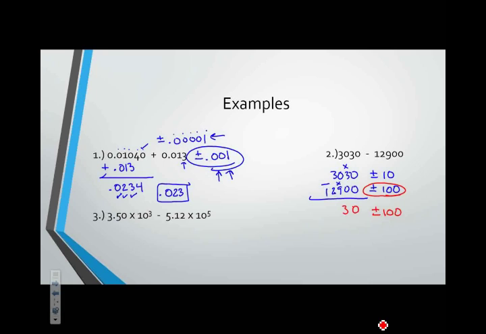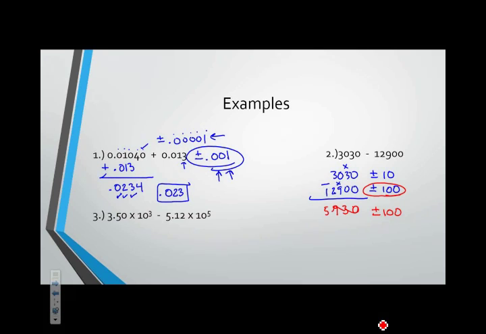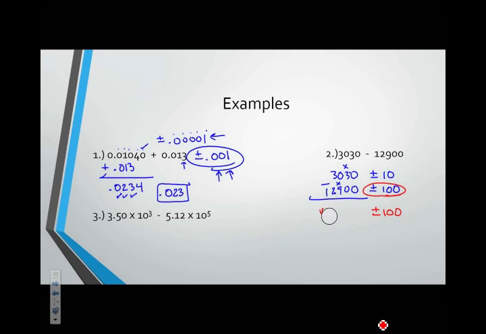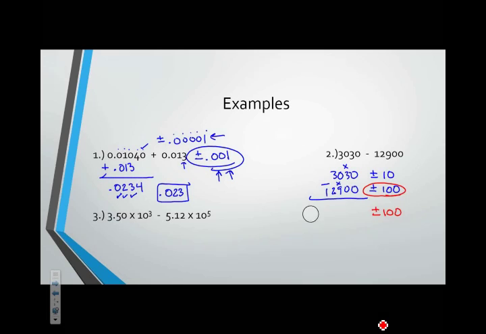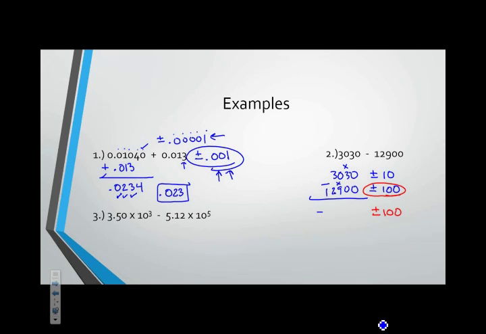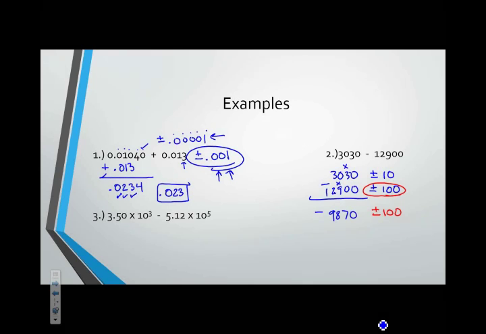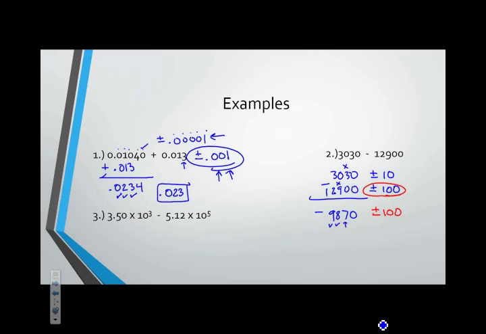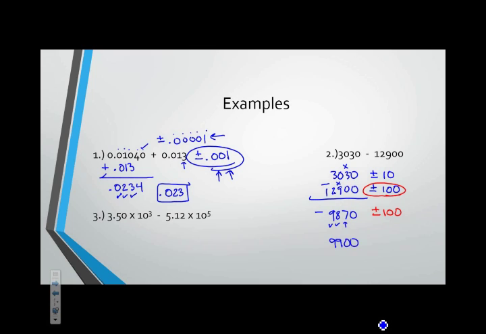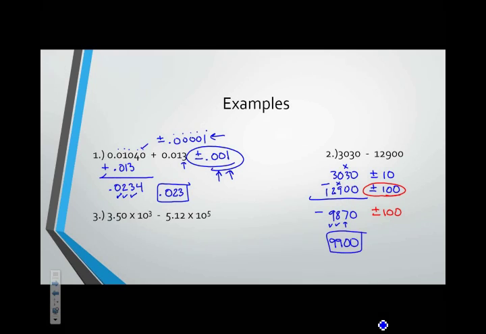When I add these together, just using my math skills, whoops, never mind, we're not adding. Let's erase that. We're subtracting. So 3030 minus 12,900, I get negative 9870, which does not have an uncertainty of 100 because its last decimal place is not in the 100 spot. So I need a sig fig here and a sig fig here. The next digit is greater than 5, so I'm going to have to round up, and this will be negative 9,900 as my answer.